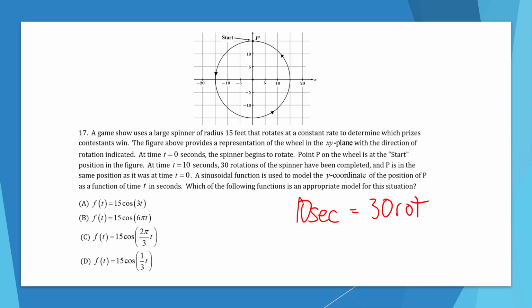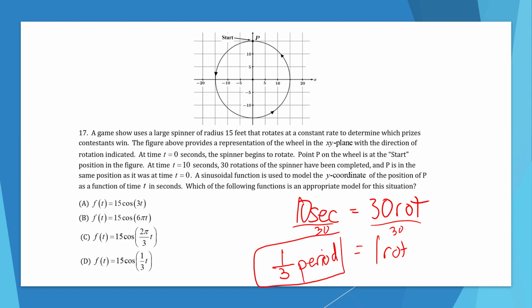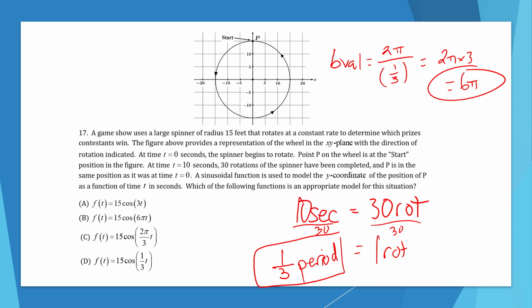So here we want to see how long, for our period, it takes to do one rotation. So that's going to be dividing both sides by 30. So here we're going to have 1/3 be our period. That many seconds is going to be one rotation. So if our period is 1/3, then our b value should be 2 pi over our period, 1/3, which is 2 pi times 3, or 6 pi, making B the correct answer because 6 pi is also our B value in that equation as well.